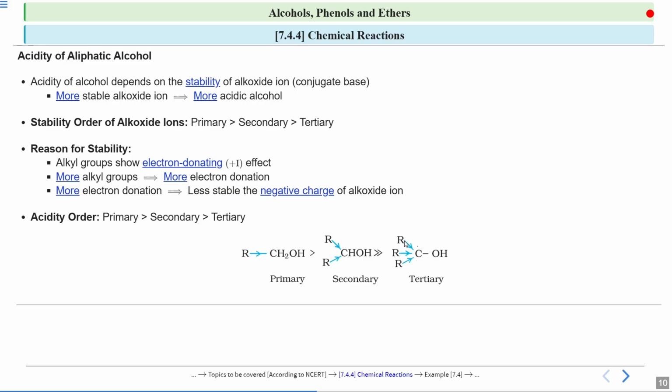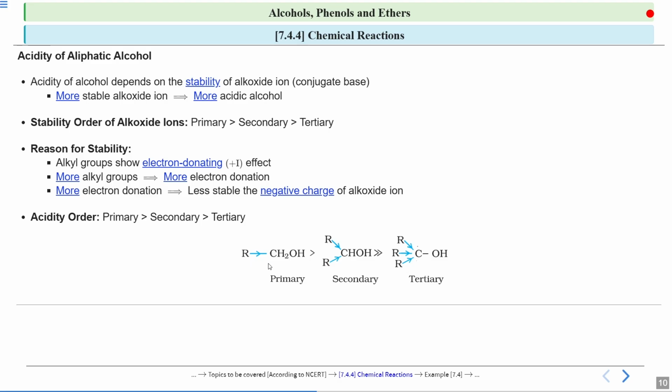I hope the reason is now clear that if there are more alkyl groups, then these alkyl groups are electron donating groups. If these are electron donating groups, then the electron density on oxygen will increase more as the alkyl groups increase. So more electron donation means less stable negative charge on the alkoxide ion. Then this alkoxide ion will be least stable because here there is more electron donation by these three alkyl groups. And in this primary one, your alkoxide ion will be more stable, because there is only one alkyl group.